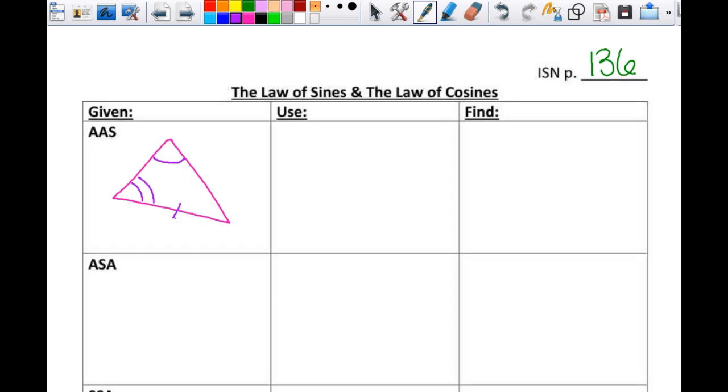So if you have two angles and the non-included side, are you going to use law of sines or law of cosines for that? Sines, good, because you have this opposite pair here. You can take care of that, and then you can find that side there. So this right here is going to be law of sines, and what you're going to be able to find using the law of sines is the other two sides.